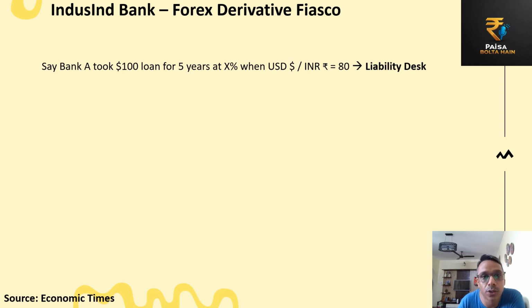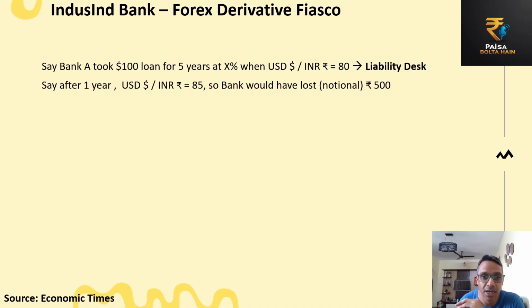Let's say a bank A took a loan of $100 for 5 years at X percentage when the USD-INR exchange rate was at 80. This entire operation is handled by the liability desk. If after 1 year the USD goes stronger, that is the rupee goes weaker, and the exchange rate is 85 at that point of time, then the bank is making a notional loss of 500. Why? Because when the bank took the loan, they got 8,000 rupees for this $100. But today, if the bank was to pay it back, they would have to pay 8,500 at the exchange rate of 85.